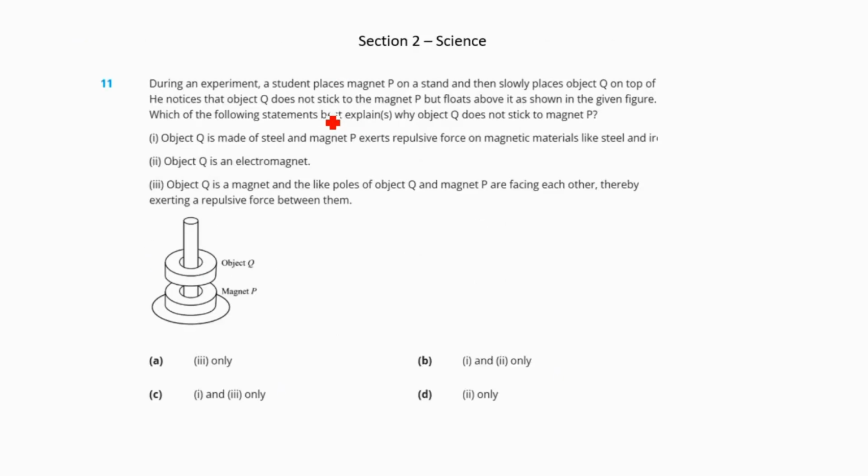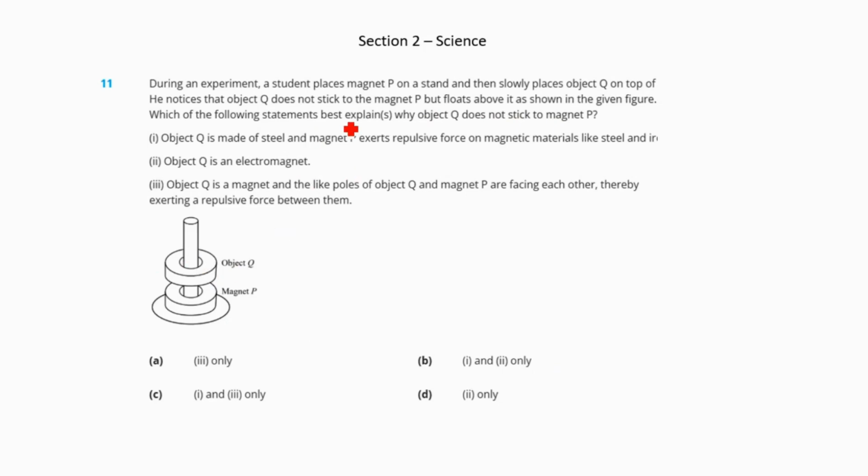Right? Question number 11. From this question, we start with the second section, that is the questions from science. Okay, let's understand. Question 11 says, during an experiment, a student places magnet P on the stand. So this magnet P is on this stand and then slowly places object Q on the top. So this is object Q that is on the top of P. He notices that object Q does not stick to the magnet P but floats above it as shown in the given figure. So these are not attached and Q is floating.